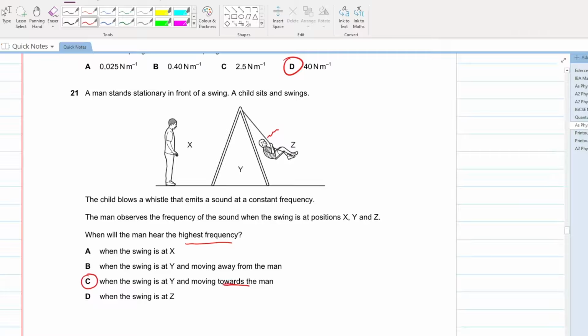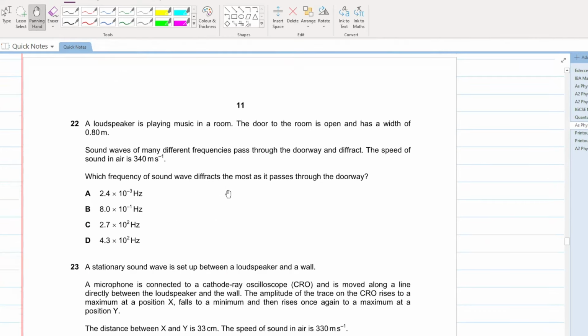बेटा जब स्विंग आपकी तरफ मूव कर रहा होगा, then only you will hear the highest frequency. C is your answer. Simple. Let's further move ahead.